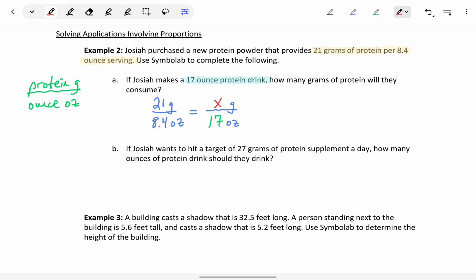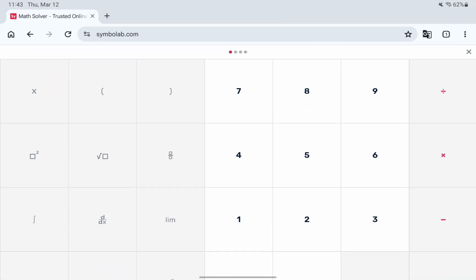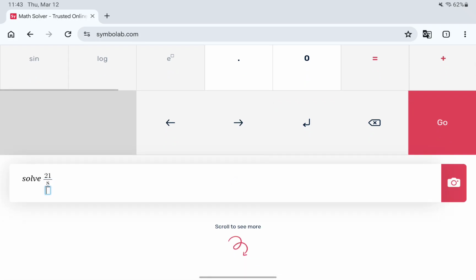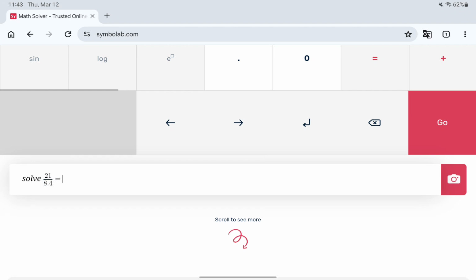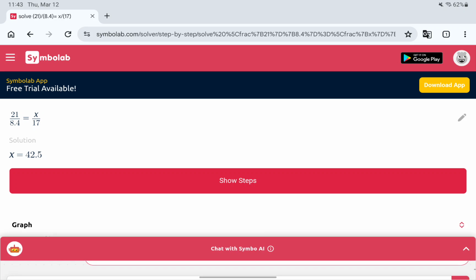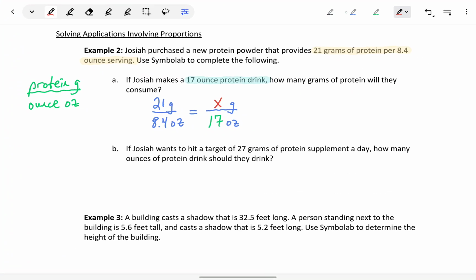So to come up with our answer to this question, we'll ask Symbolab to solve this proportion. So we'll solve 21 divided by 8.4 is equal to X over 17. And we end up with X is equal to 42.5. 42.5 grams. So if Josiah makes this 17 ounce protein drink, that will deliver 42.5 grams of protein.